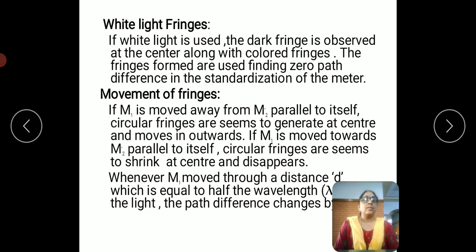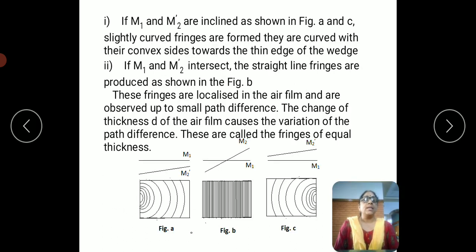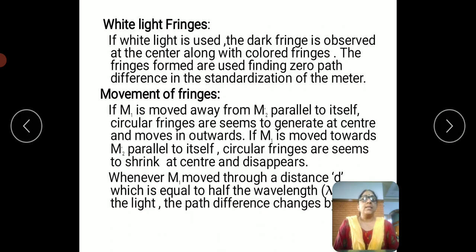Here we have studied how the different types of fringes are produced. Let us see what happens if white light is used. If white light is used, a dark fringe is observed at the center along with colored fringes outside, with colored fringes of greater radius obtained away from the center. The center has a dark fringe. The fringes formed are used for finding the zero path difference in the standardization of the meter.